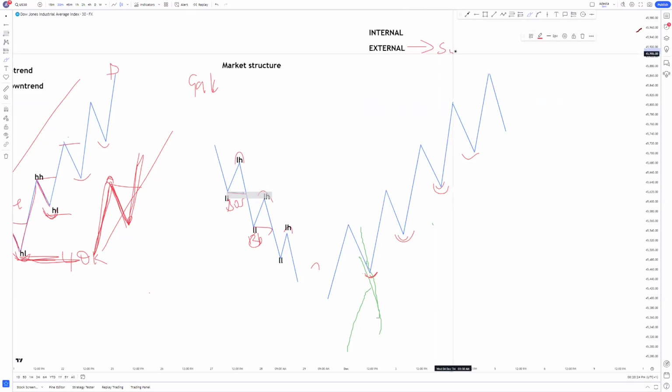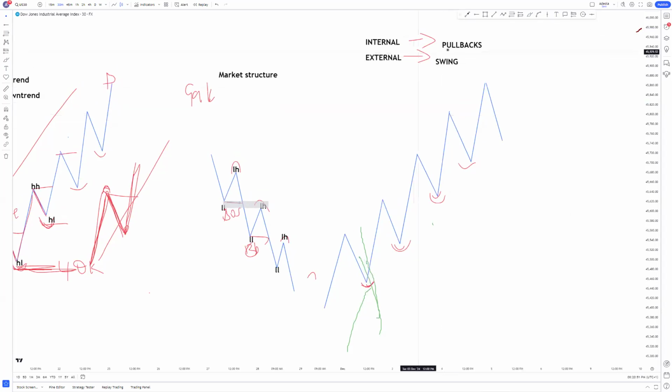Swing structure. And when you want to understand the external structure, you have to understand your swing. Now, the internal structure, you have to understand the pullbacks. The pullbacks. Now, internal, pullbacks; external, your swing.